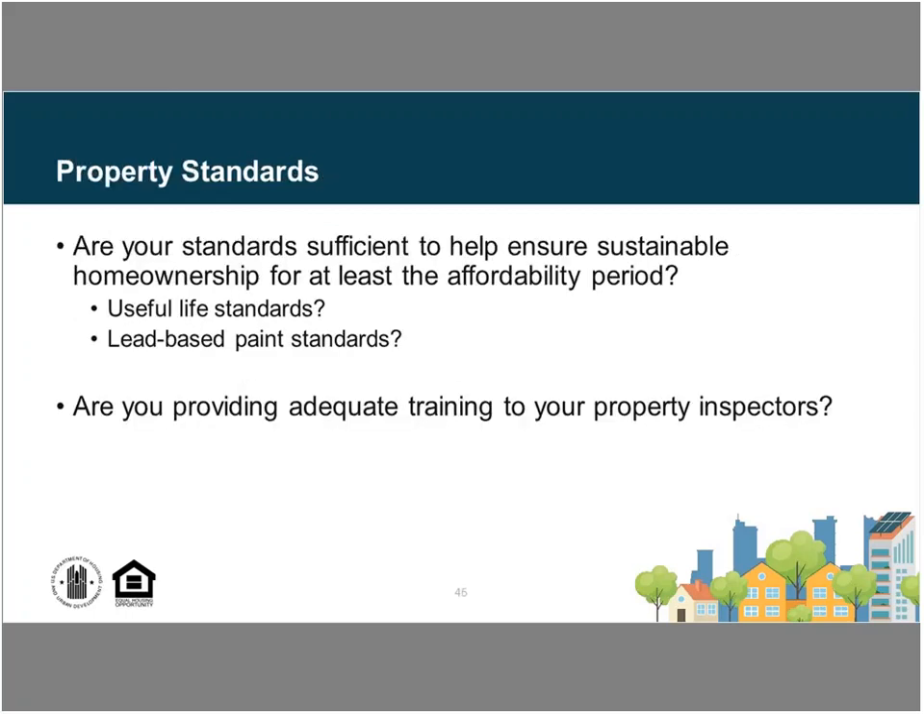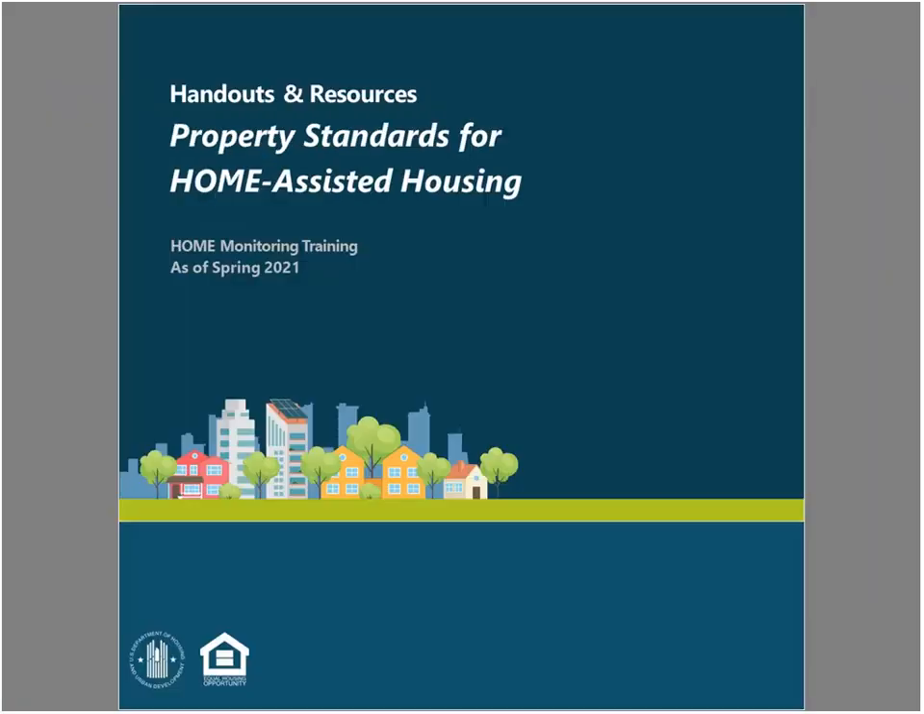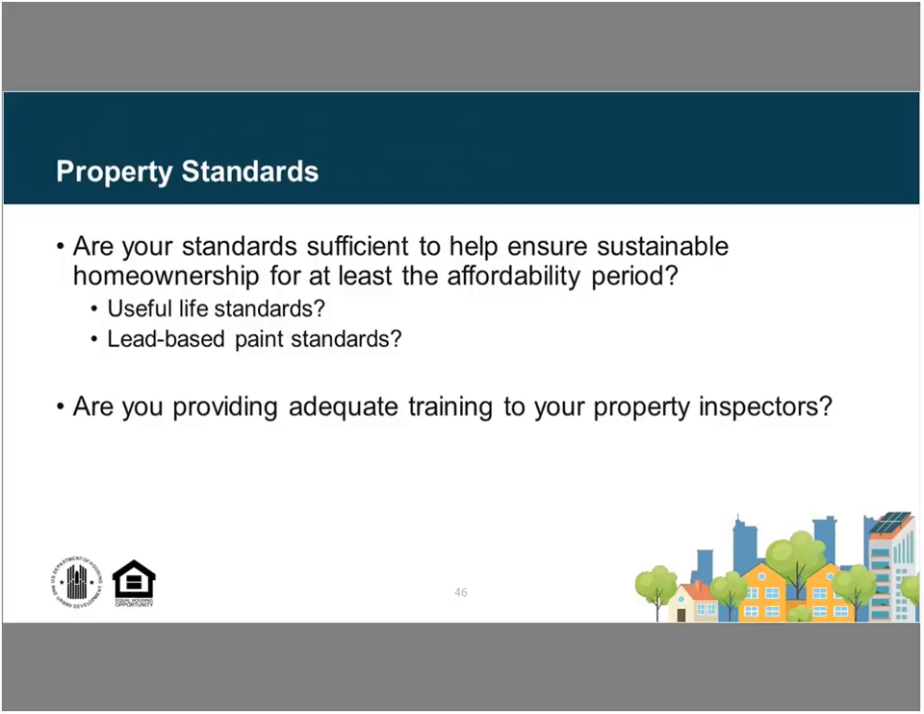We've talked a lot about property standards. We have shown you a couple times this handout for property standards. So you might want to go back and look at the handout again. So you want to be checking for property standards in your program design issues. What about useful life? Are the useful life standards that you've set up going to help buyers avoid situations where a near-term major expense might jeopardize the sustainability of their ownership? Do you need to have maybe more restrictive useful life standards put in place?